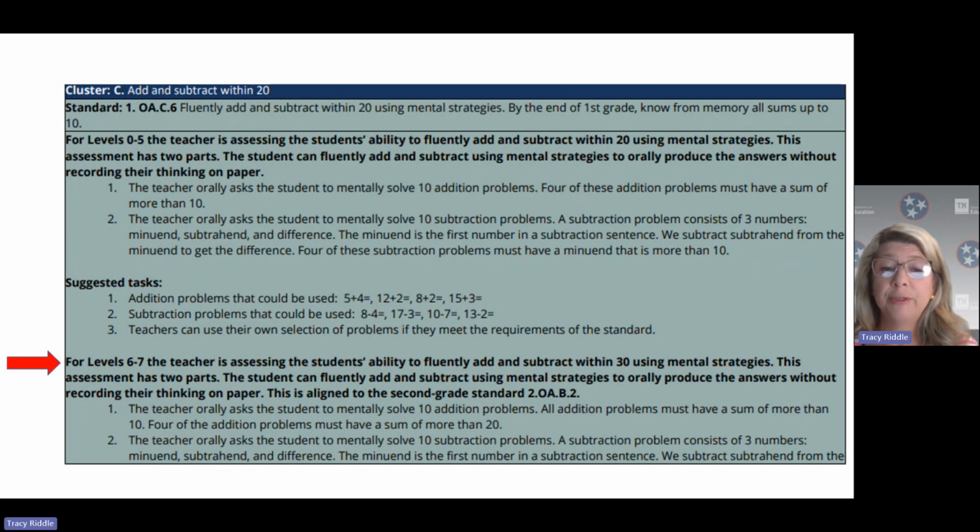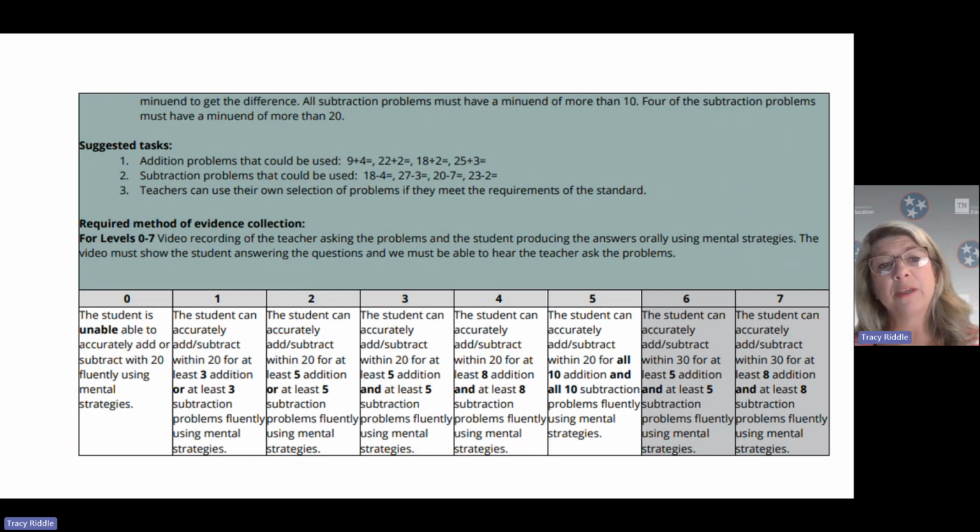After you do 10 addition problems, then you will ask the student to mentally solve 10 subtraction problems. The subtraction problems must have 4 of those problems with a minuend of more than the number 20. Ask 10 addition problems, 10 subtraction problems.